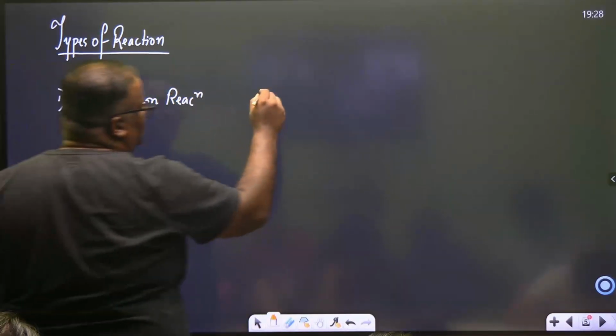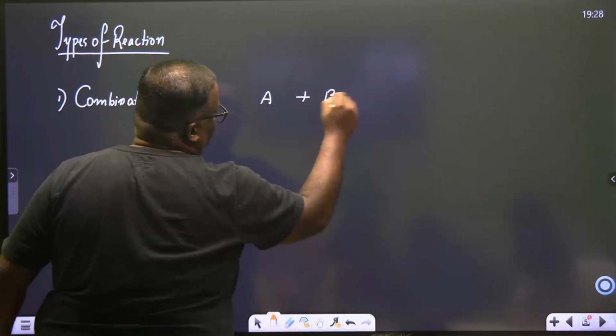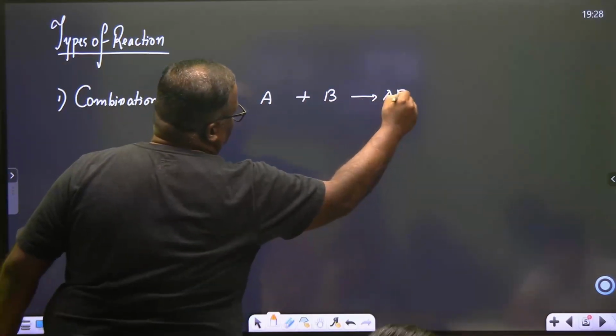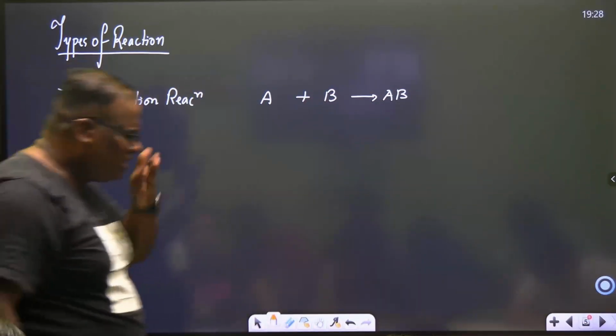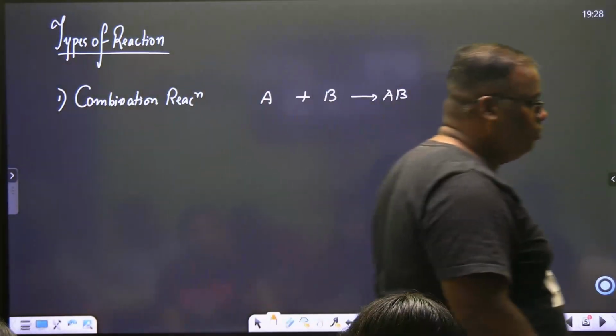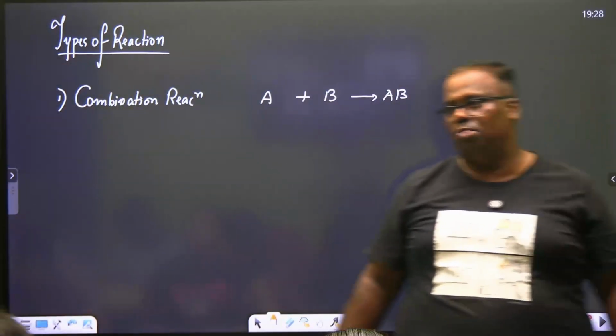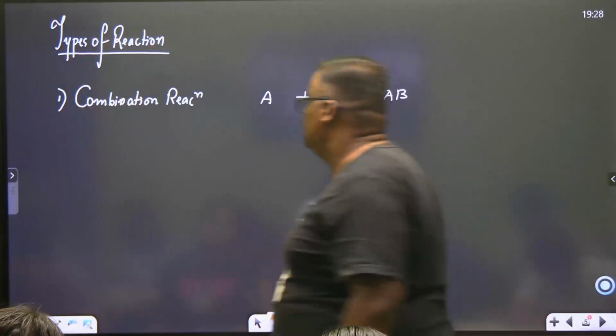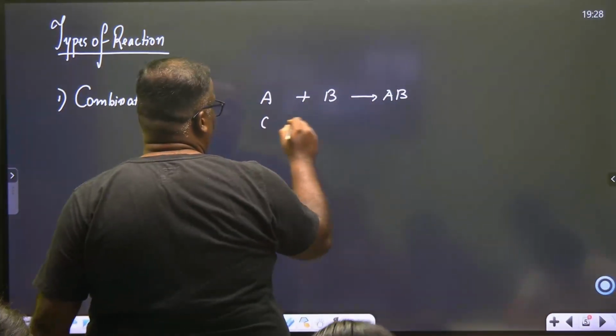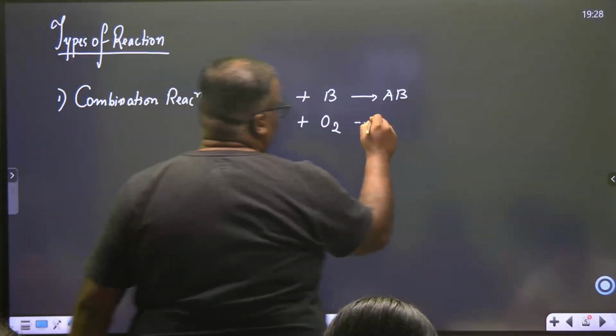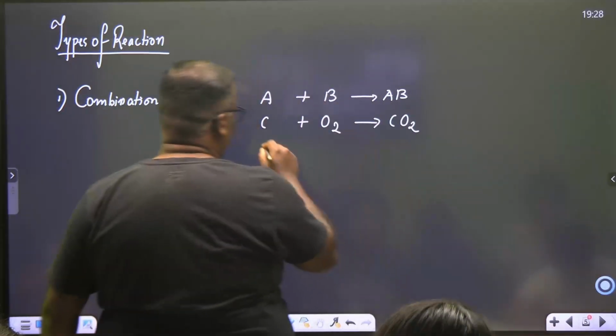A combination reaction is typically shown as A with B reacts to give you AB. Two or more reactants react to give you one output or one product. That's called a combination reaction. Pretty easy. So we can take a lot of examples. Carbon reacting with oxygen giving me carbon dioxide. This is a combination reaction.